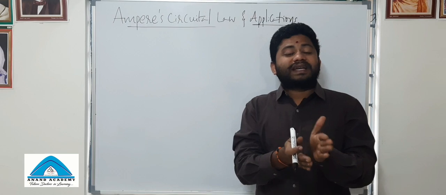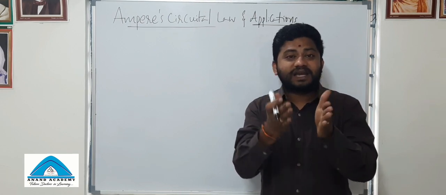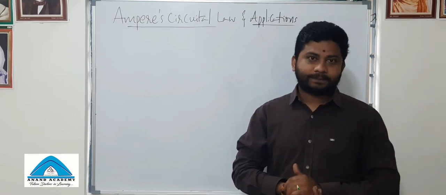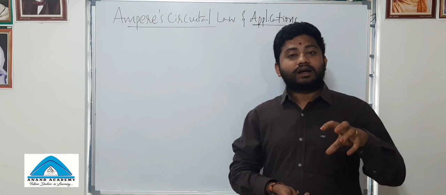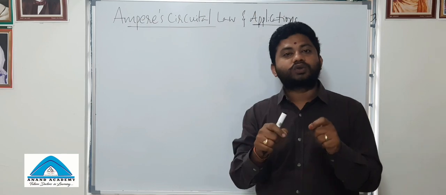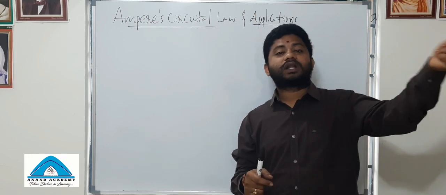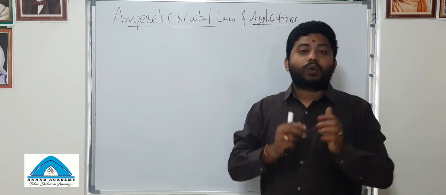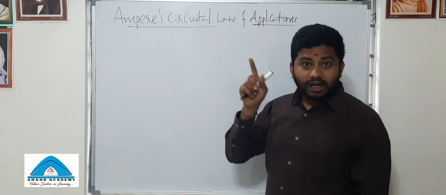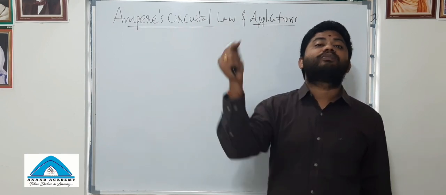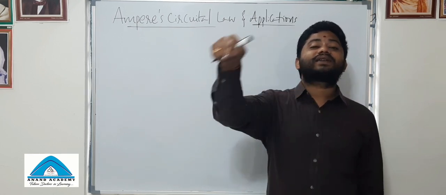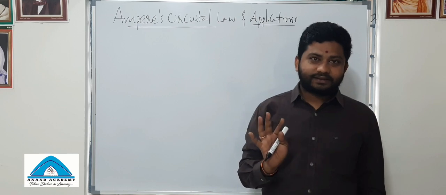In magnetism, in this moving charges and magnetism chapter, there is a Biot-Savart law which we had already learned. And this Biot-Savart law and Ampere's Circuital law are also similar to the Coulomb's law and Gauss law over there. So what is exactly meant by that? This Ampere's Circuital law is an alternative form of Biot-Savart law, like Gauss law is an alternative of Coulomb's law. That's it. So let's start.